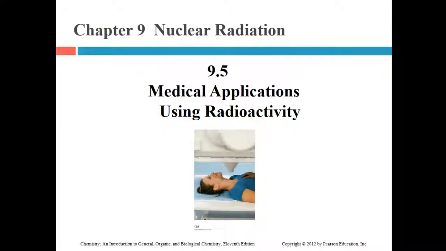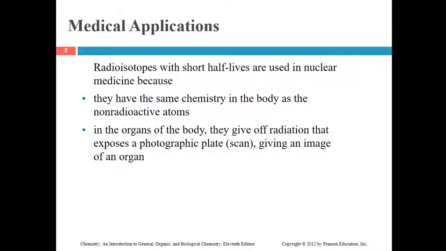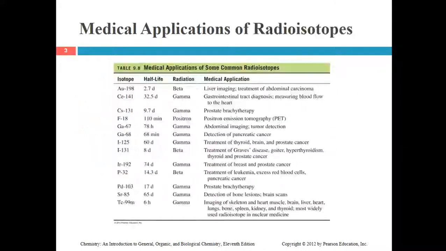9.5 Medical Applications Using Radioactivity. Radioisotopes have short half-lives and are used in nuclear medicine because they have the same chemistry in the body as the non-radioactive atoms. And in the organs of the body, they give off radiation that exposes a photographic plate scan, giving an image of an organ.